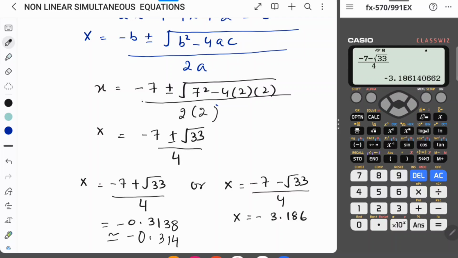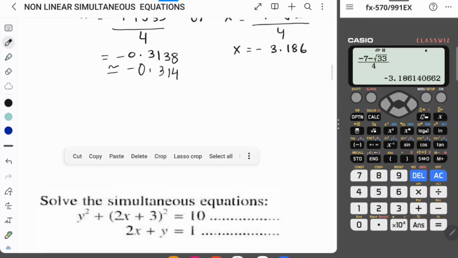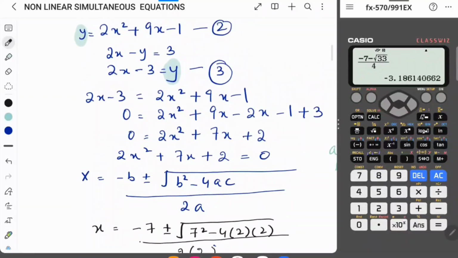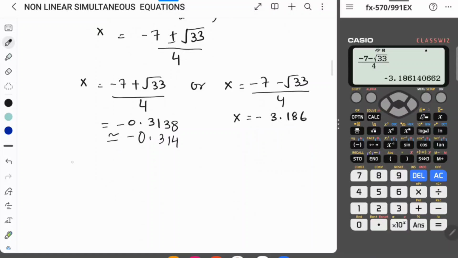Alright, so that is the answer for the next part, which is not a complete work. You will have to find the value of y as well. Alright, so for the value of y, you have to see your third equation. Y is equal to 2x minus 3. Put it in this one. Now we are putting the values of x into y equals 2x minus 3 one by one and getting the solution of the equation.